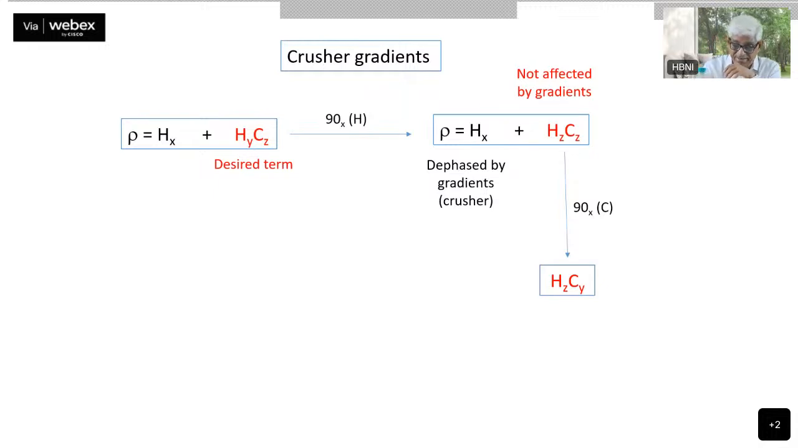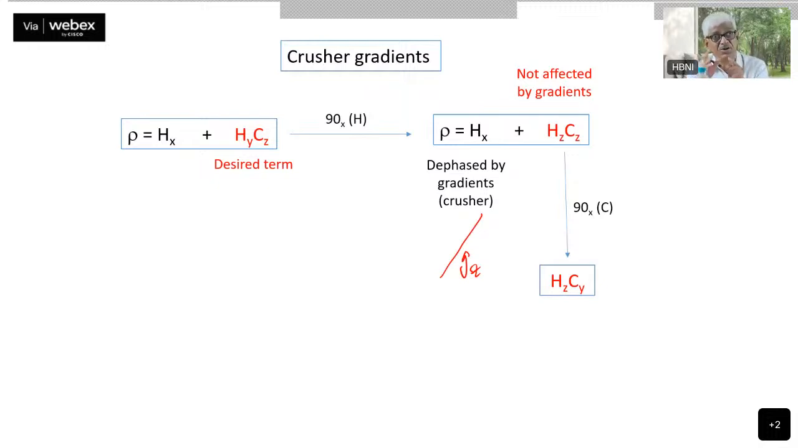Now apply a gradient here, a gradient Gz. This will cancel out all of this. It will dephase everything here. Whatever is in the transverse plane will get dephased. And this is called a crusher. Because I have shown a simple example of a single quantum here, it could be double quantum, whatever. All transverse coherences, everything that is there, whatever is not along the Z axis.